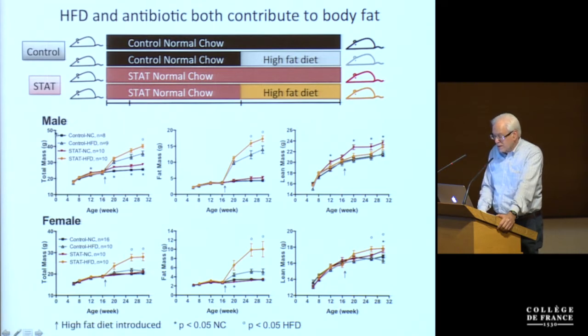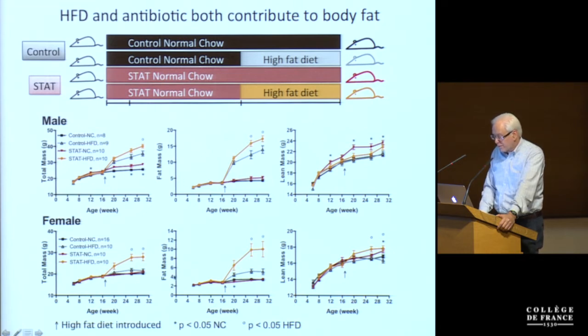Starting with the male mice in the group and total mass in the group that received no antibiotics, normal chow, that's this black line. Normal chow with antibiotics, they're bigger, just like on the farm. High-fat diet, bigger still. High-fat diet plus antibiotics, biggest. Lean mass increased on antibiotics, like on the farm. Fat mass increased on the high-fat diet, even more on high-fat plus antibiotics. Female mice, many of the same trends.